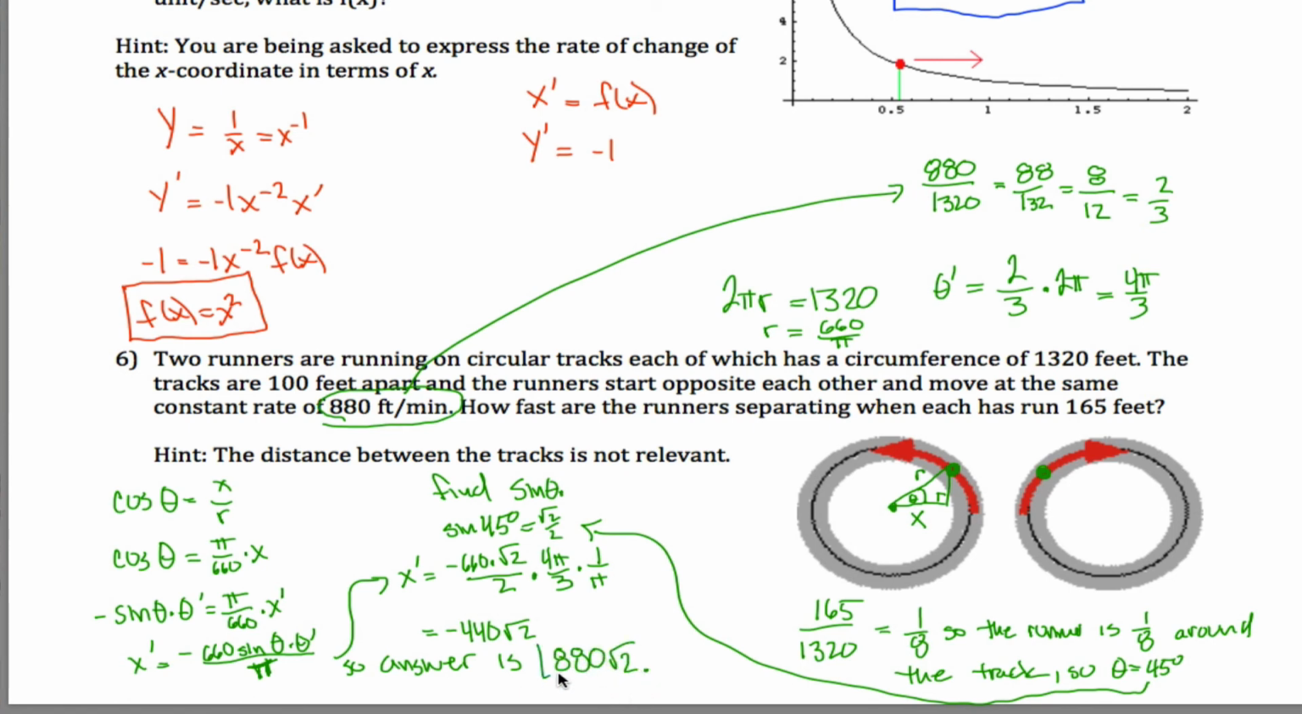That's the answer. I guess I should be careful with my units. 880 square root of 2 is in feet, and that is per minute. Because everything in this problem was in feet and minutes. And so I think that's good, and I'll call that good and end this video here.